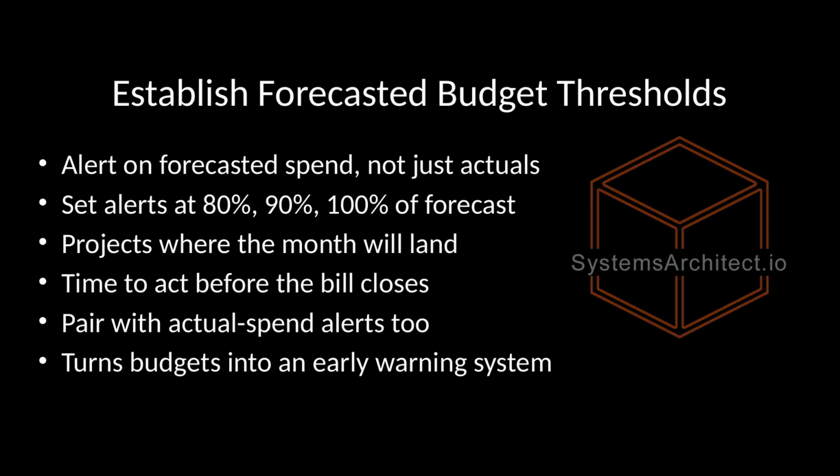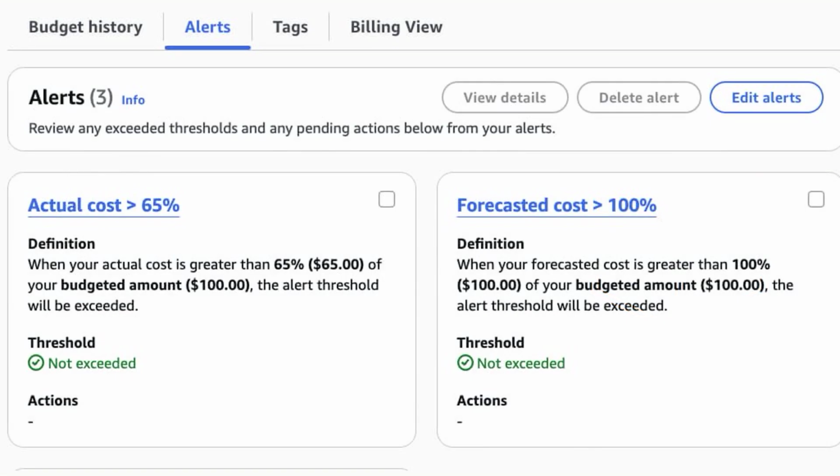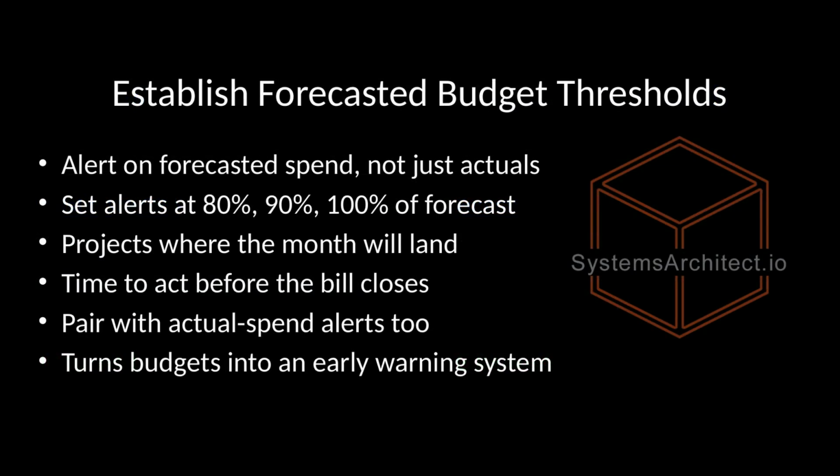2. Establish forecasted budget thresholds. Why forecast your spend? Configure budgets to alert on AWS's forecasted spend, not just actual spend, at 80, 90, and 100% of the predicted total. Forecast-based alerts warn you before the month closes, giving time to act instead of just reacting. Pair forecasted alerts with actual spend alerts to catch both the trend and any sudden spike.